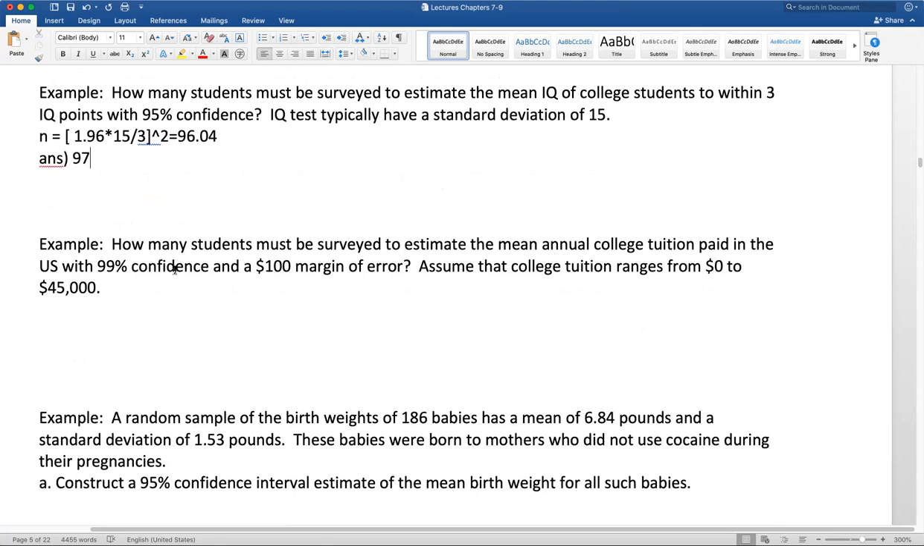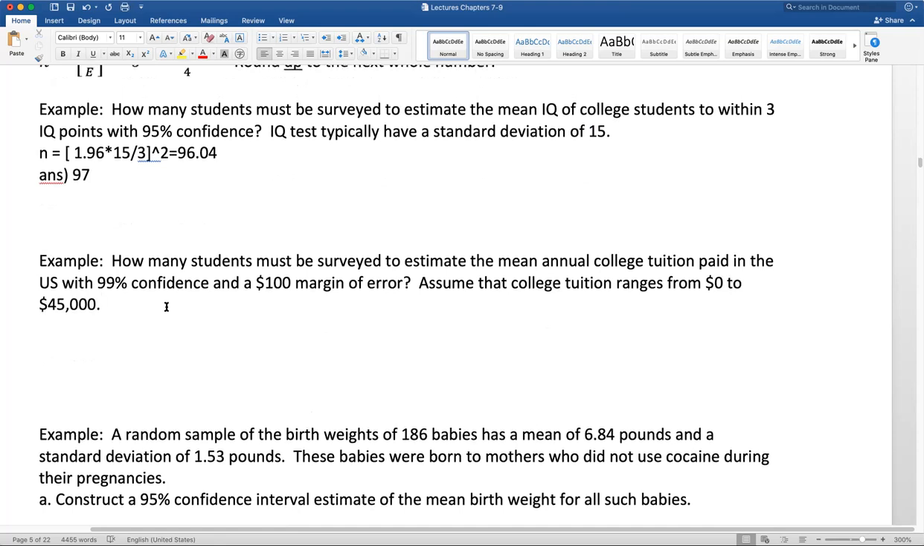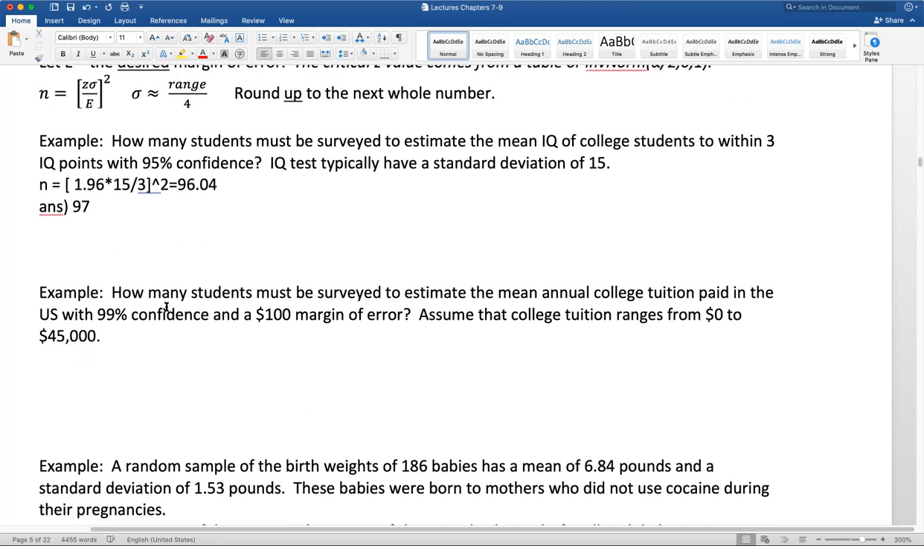Okay, so the next example: how many students must be surveyed to estimate the mean annual college tuition paid in the US with 99% confidence and a $100 margin of error. Assume that college tuition ranges from $0 to $45,000. So that's a range, right? Then for sigma, the population standard deviation, we approximate it as $45,000 divided by 4.